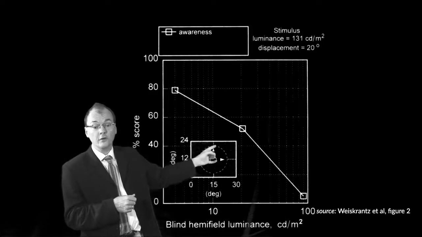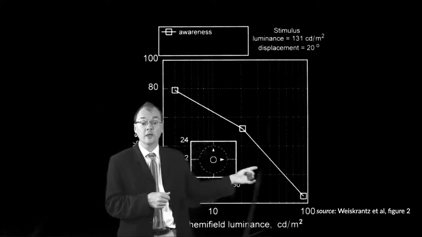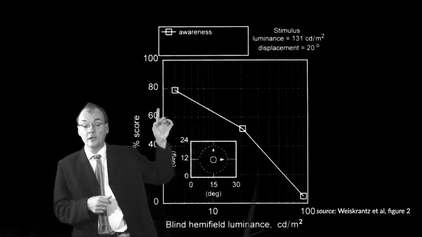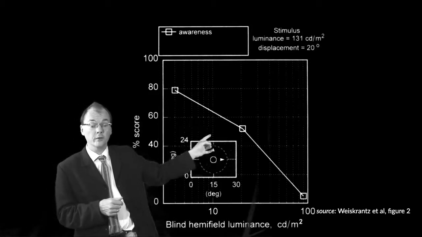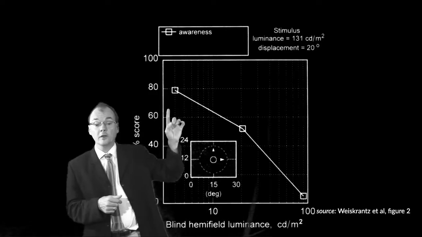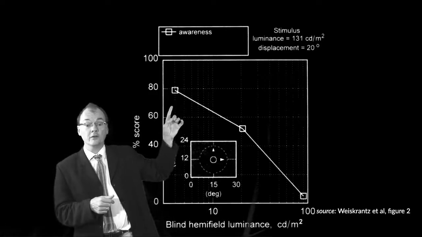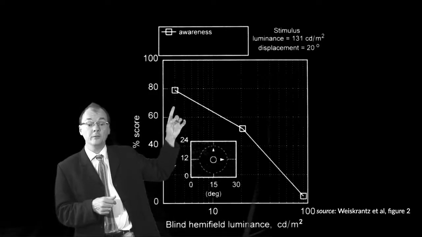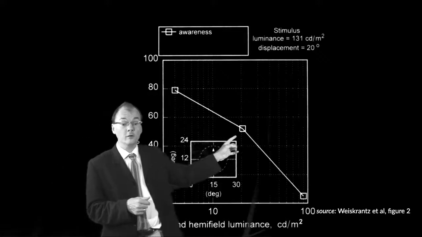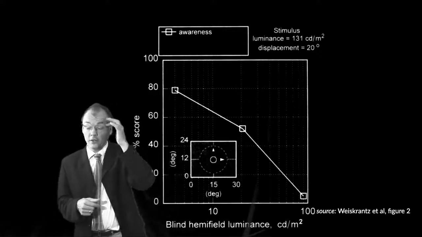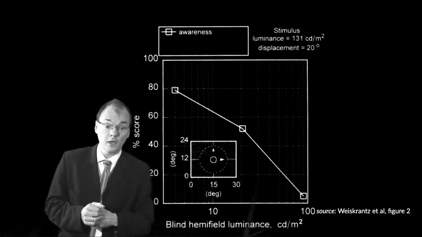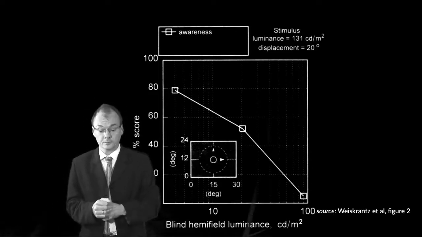One is that the subject is not uniformly unaware of things in the blind field. Here is a higher luminance, a lower luminance, and a very low luminance. When the luminance is sufficiently high, the subject is actually reporting awareness 80% of the time, and that's dropping off as the luminance decreases, but it doesn't go to zero. So the subject here is sometimes reporting awareness in the visual field.